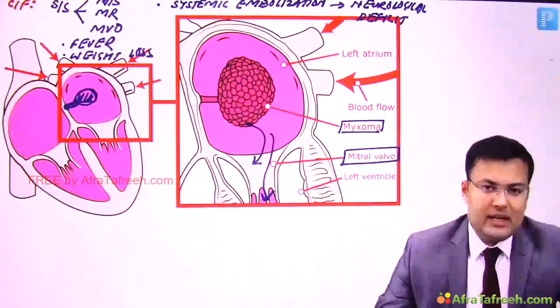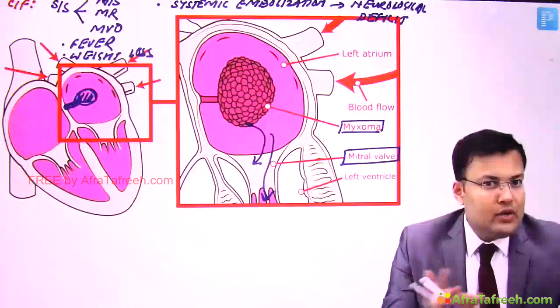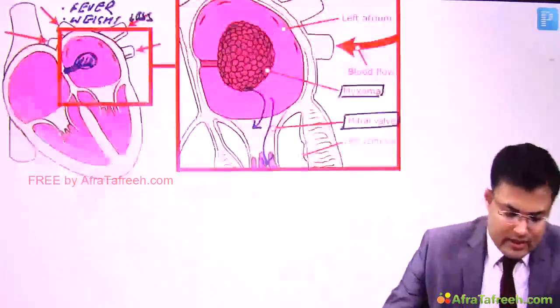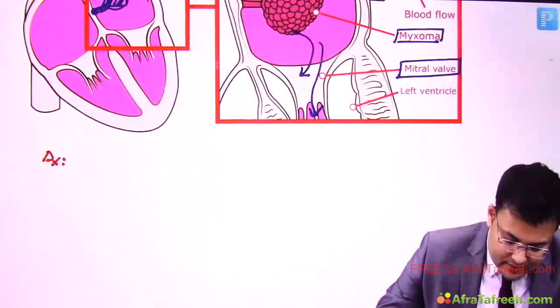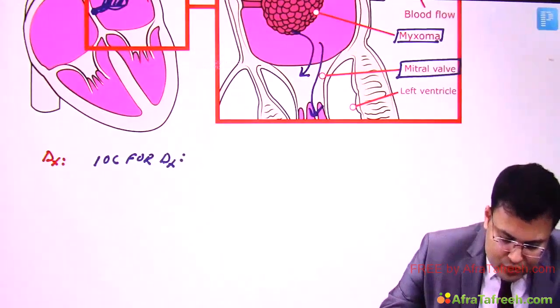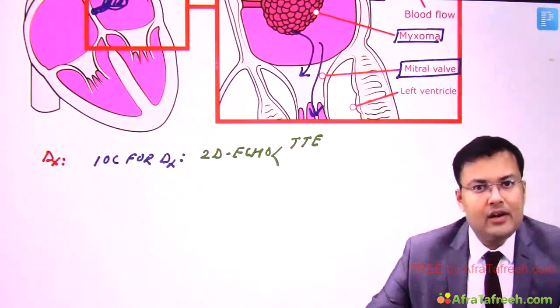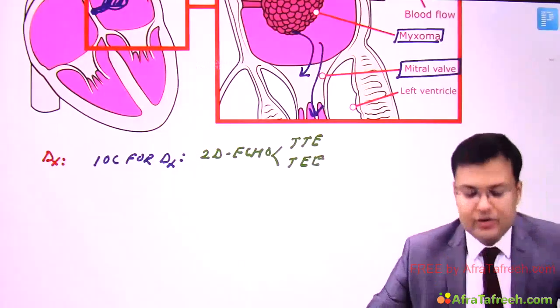So how are we going to make the diagnosis? Diagnosis is made by 2D echo, and this 2D echo can be performed transthoracic or transesophageal. So what is the investigation of choice for diagnosis? That is 2D echo. Clear? So we can perform either transthoracic echocardiography or transesophageal echocardiography.